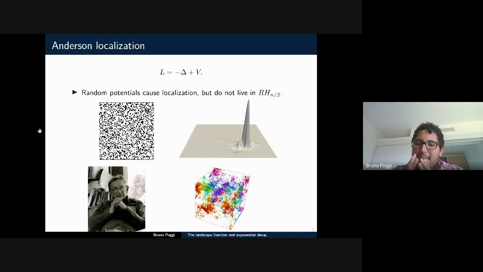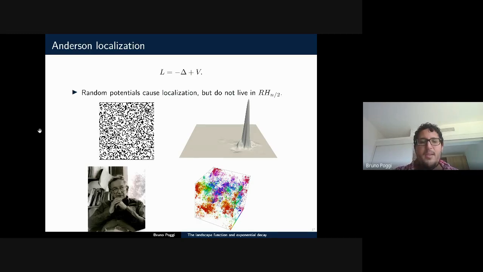It's localized to some specific region, which seems weird given that the potential had this random structure, and thus in principle it would look similar everywhere in the domain, but that's not what happens. The eigenfunction localizes very sharply. And in the bottom with this color series is a different version of the same phenomenon, but in a cube in 3 dimensions.